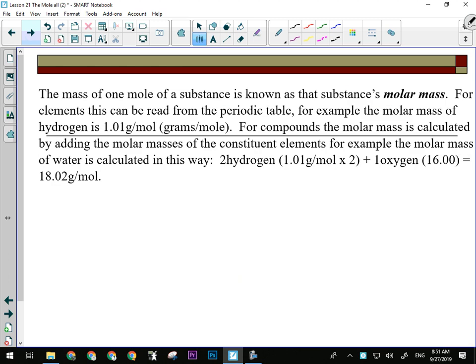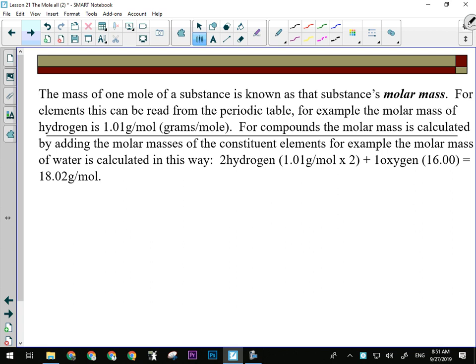Okay, so the mass of 1 mole of a substance is known as the substance's molar mass. When we're talking about elements, we call it atomic mass, but really it's molar mass. It's the mass of 1 mole, 6.02 times 10 to the 23 atoms or particles of that material. It's something that we have to be able to calculate. I'm going to show you how we calculate that.